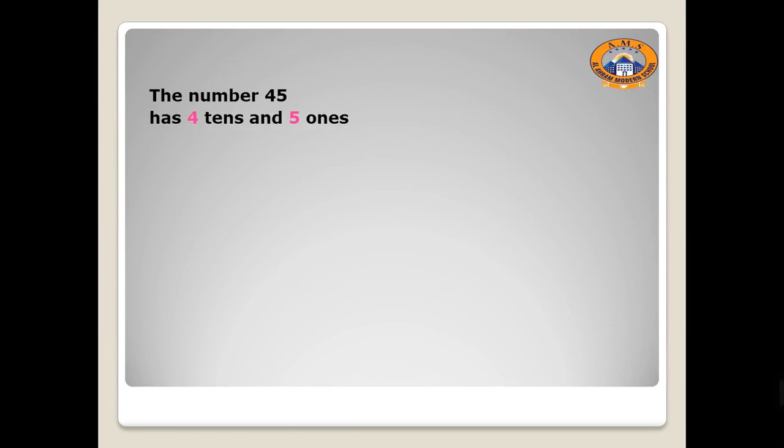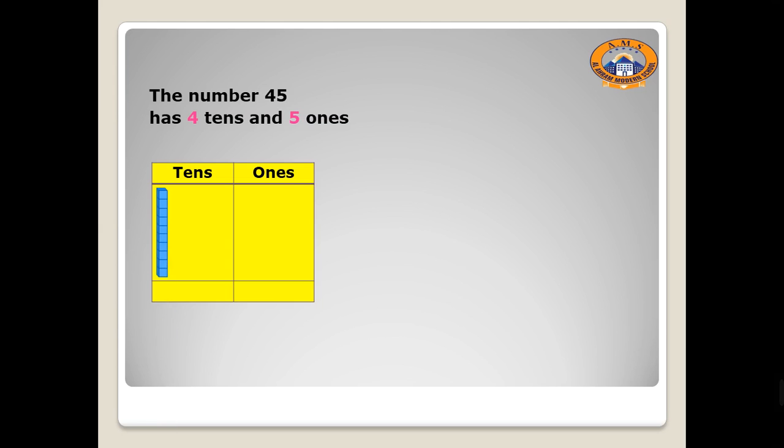For example, if we have number 54, 54 has 2 digits, 4 tens and 5 ones. 4 tens means I have 4 columns, 1, 2, 3, 4, 4 columns of 10, okay, 4 tens. And 5 ones means I have 5 small cubes, 1, 2, 3, 4, 5 small cubes, 5 ones.